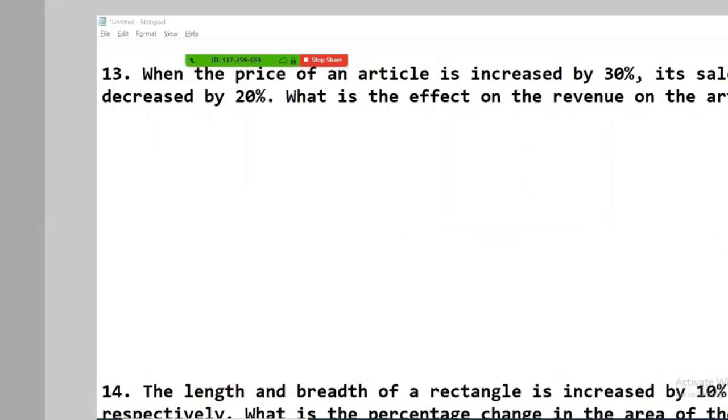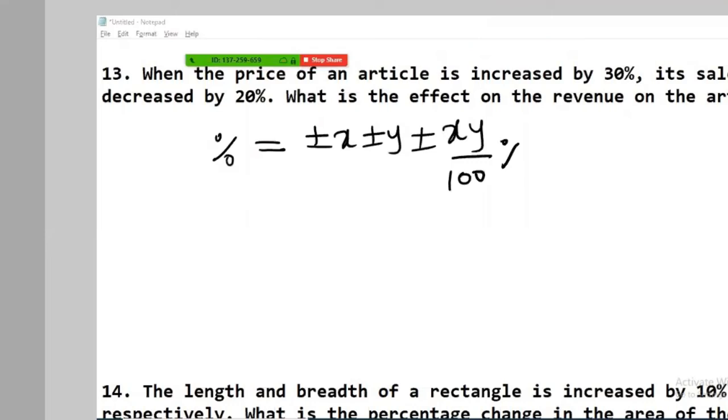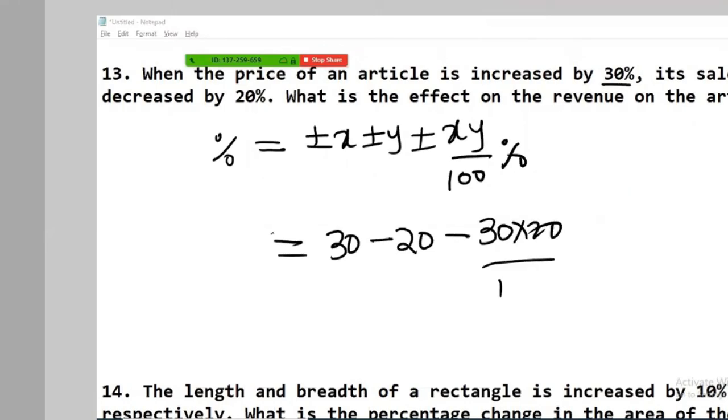Guys, look here. The price of an article increased by 30 and sales decreased by 20. Whenever you come across these types of questions, there is one formula: the effective percentage equals plus or minus x plus or minus y plus or minus xy by 100 percent, plus sign for increase, minus sign for decrease. The price increased by 30, so 30, and sales decreased, so minus 20, plus into minus 30 into 20 by 100.